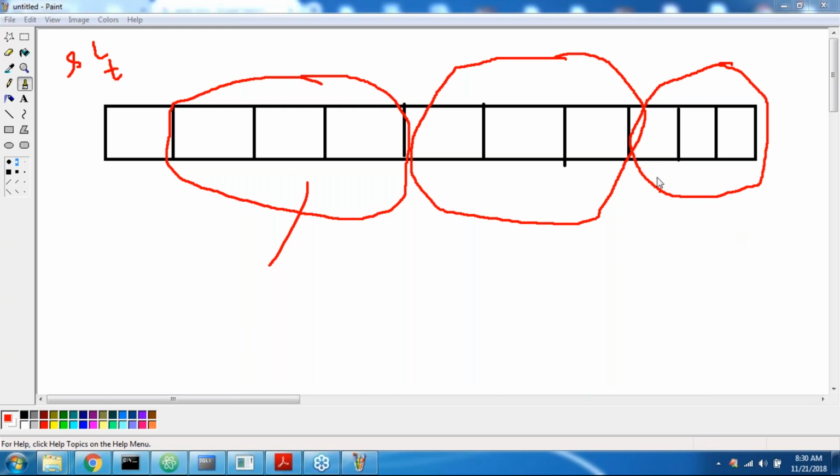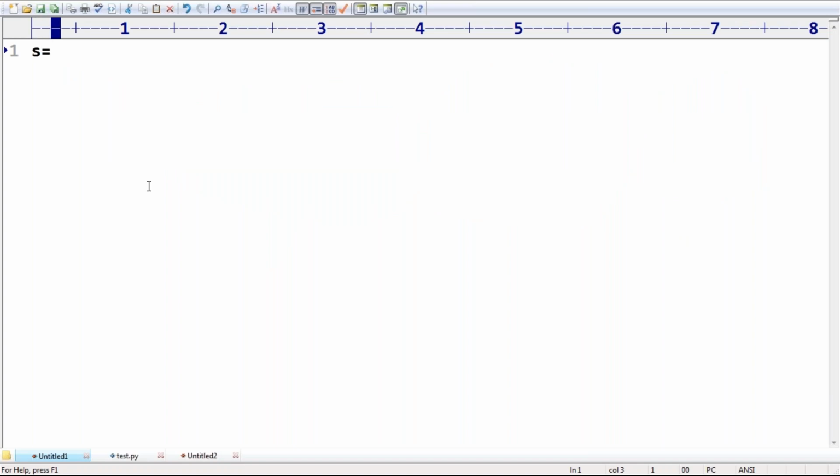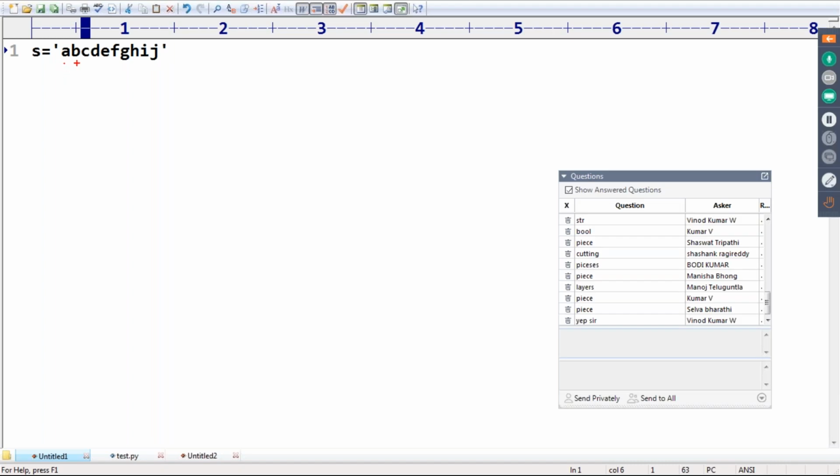Now, why the word slice? What does it internally mean? Slicing means a piece. The best example: I have one string, A B C D E F G H I J. Assume that it is a string. I want a slice from the 2nd index to the 5th index. Observe, the 2nd index to the 5th index means 0, 1, 2, then 2, 3, 4, 5: C, D, E, F. This is the slice I want.